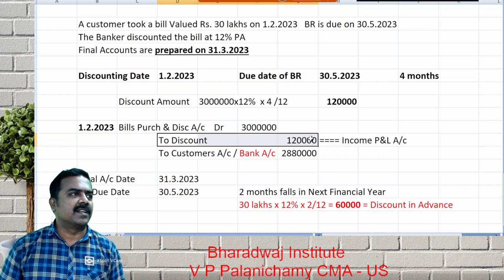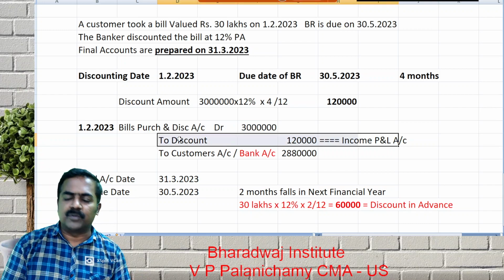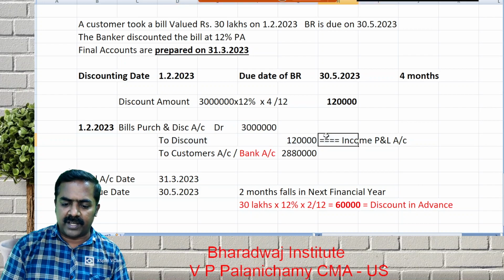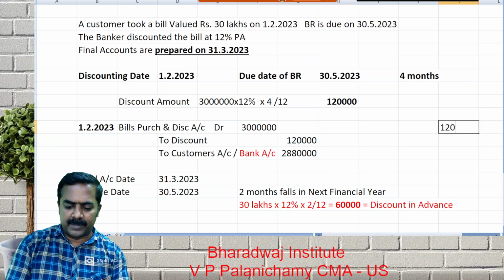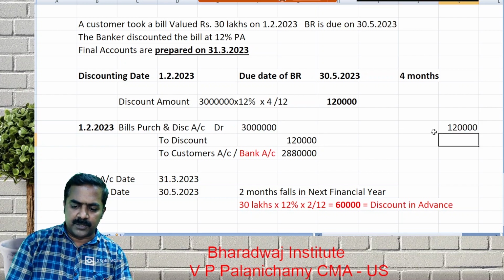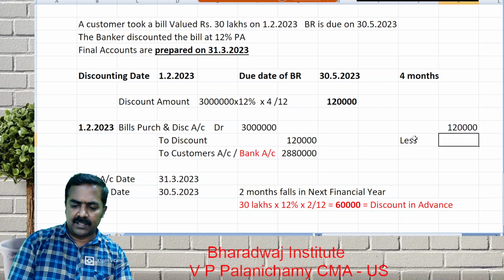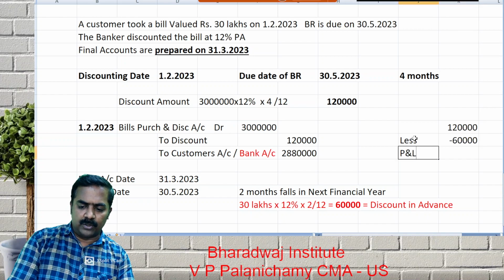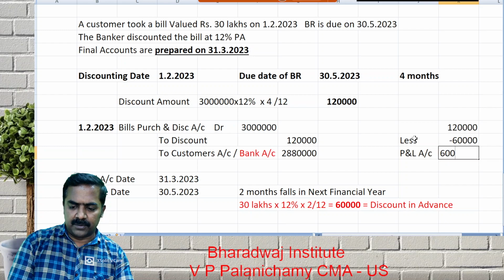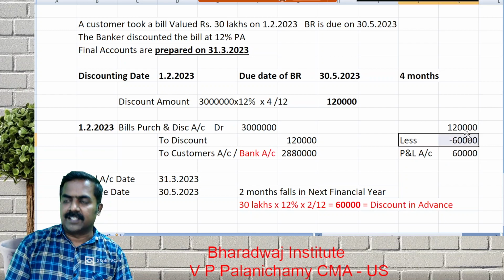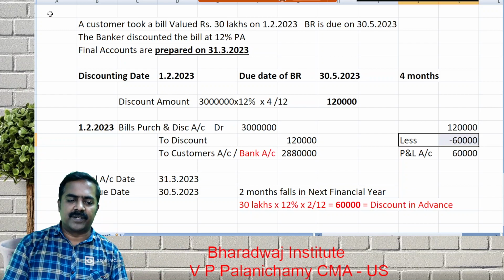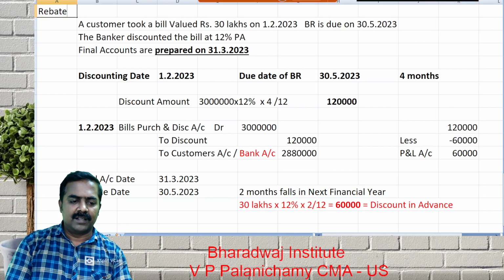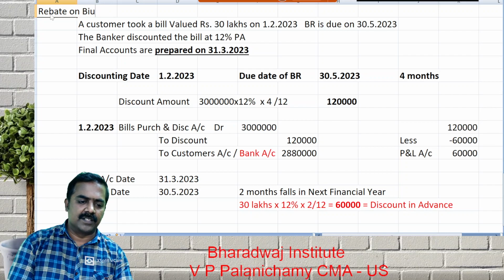If no adjustment is done, you will take the entire income to which account? P&L account. So don't take the entire income to the P&L account. From 1,20,000, less how much? 60,000, and to the P&L account you will take only 60,000. Now listen, the 60,000 is technically called by RBI as rebate on bills discounted. It is called which one? Rebate on bills discounted.